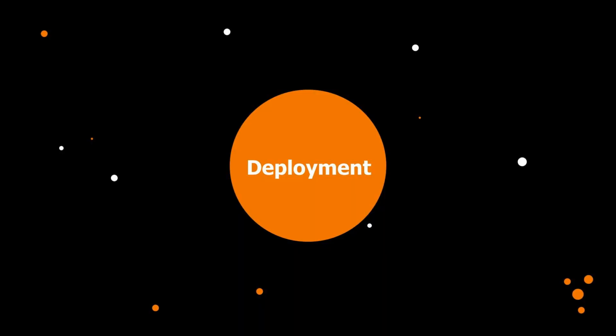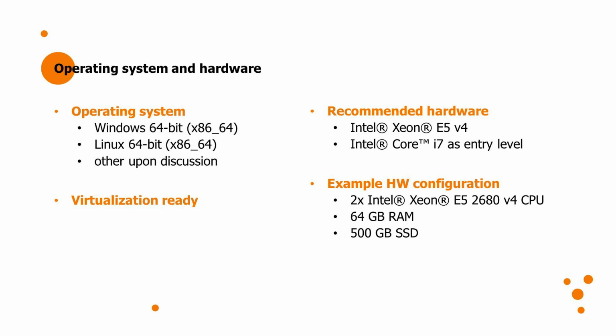Phonexia Products Deployment. As already mentioned, Phonexia products support 64-bit Windows, both server and desktop editions, and 64-bit Linux operating systems like Ubuntu, CentOS, Fedora, Red Hat, and others. Creating custom builds for other platforms can be discussed individually. These operating systems are supported on physical machines as well as in virtualized environment.